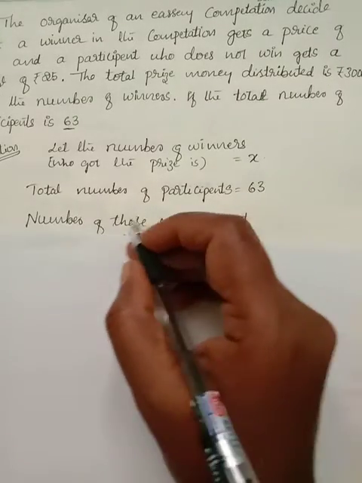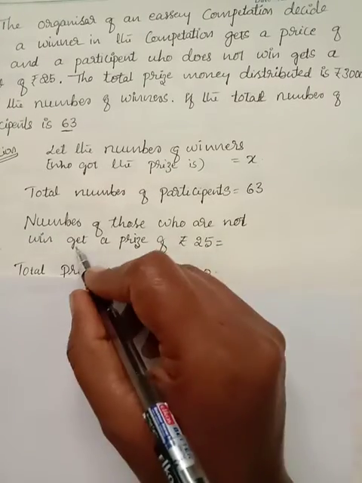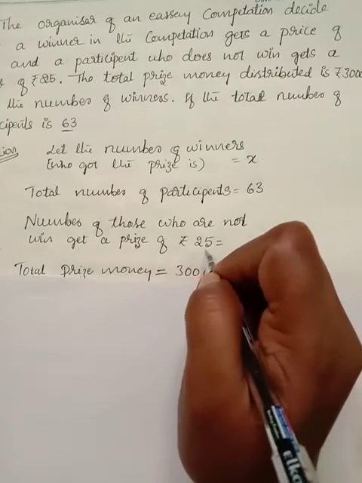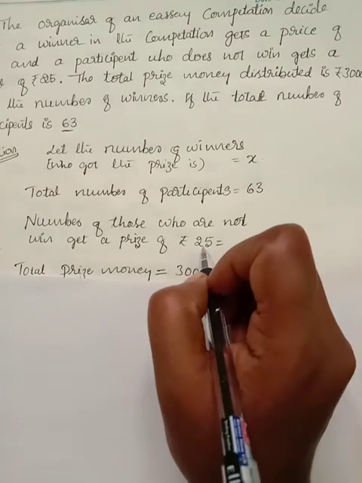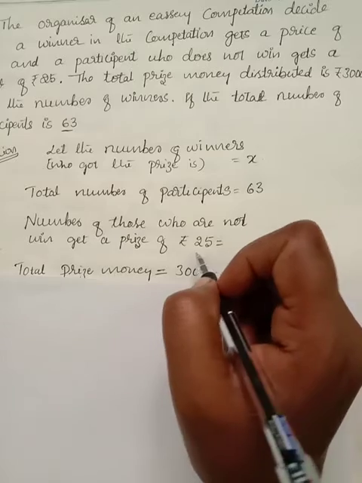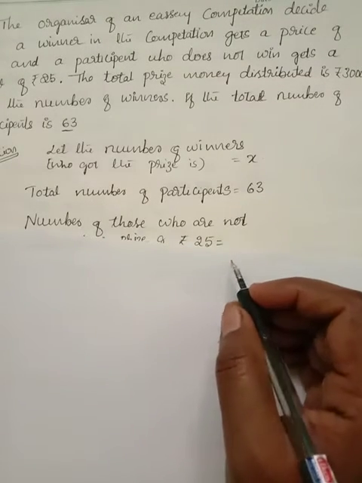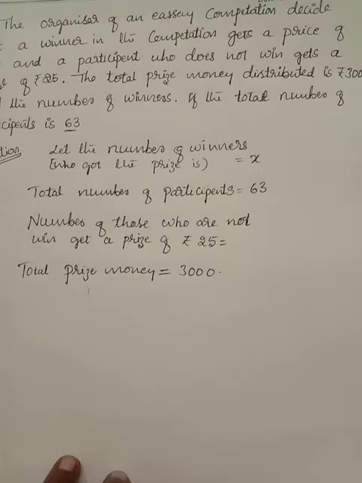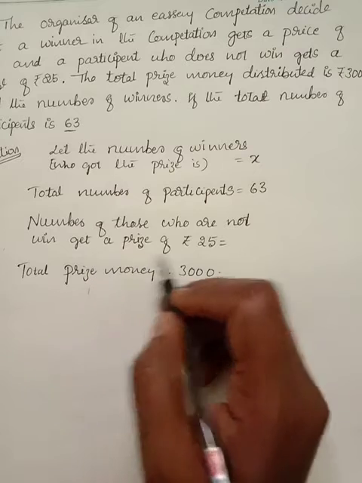And the number of those who did not win but get a prize of rupees 25. How many members are there? Yes, how many members are there? How can we find out the number of students who did not win but get a prize?